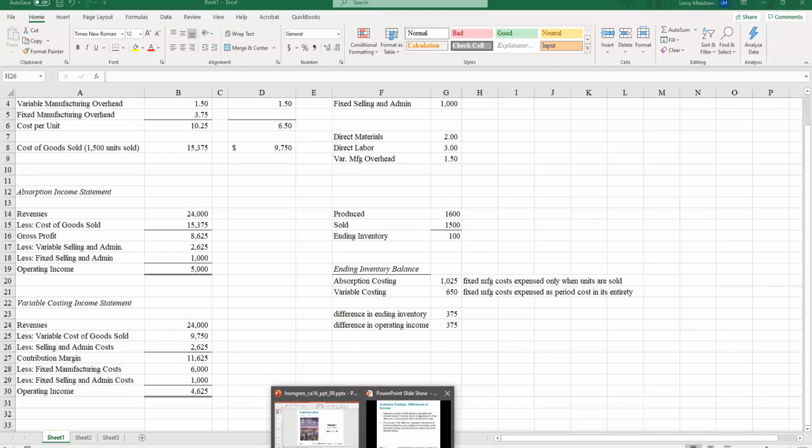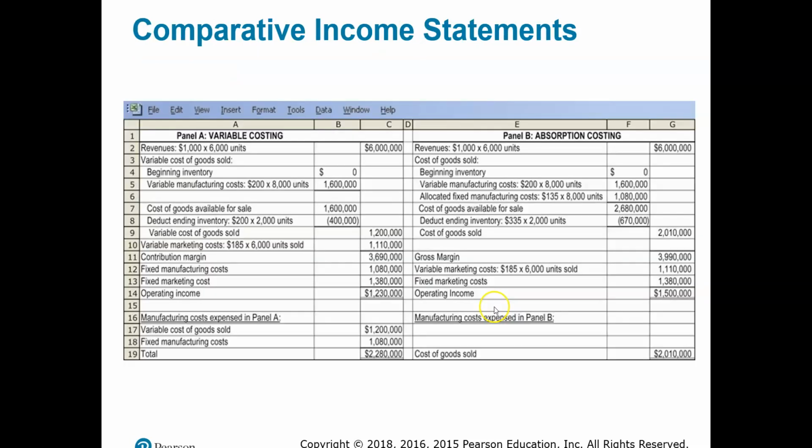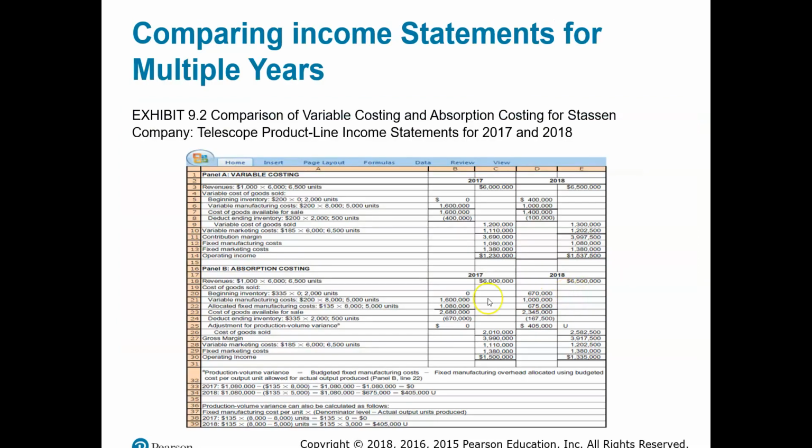So now let's go back here. And so again, the amount of difference represents the amount of fixed manufacturing cost capitalized as inventory under absorption costing, and the amount expensed off as a period cost under variable costing. And here's the illustration in your book, where when production is different than sales, then our operating income is going to be different between the two types of costing methods.